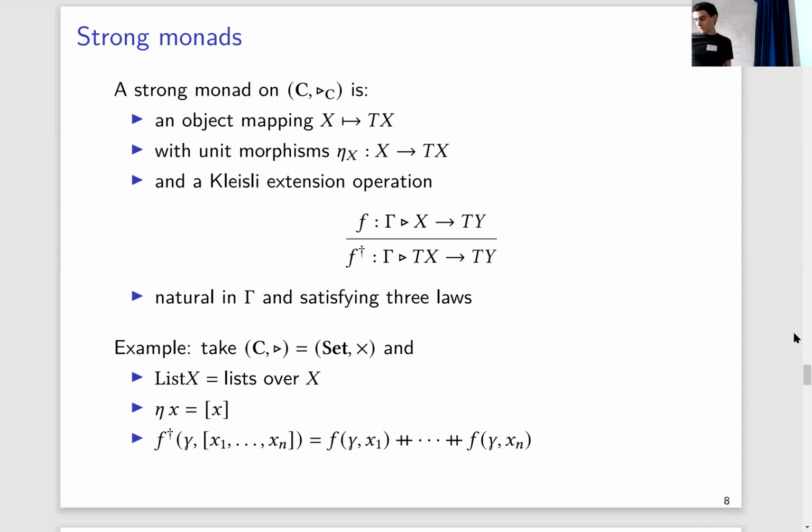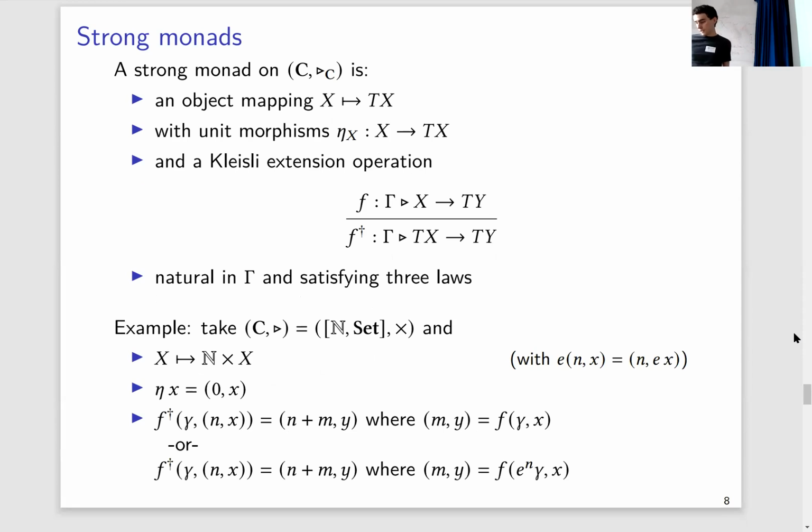Okay. And then we can also extend this case where we take products of natural numbers to two strong monads on this category N-Set. Both of them are pretty similar, and if you've seen a writer monad, then these are both writer monads. The difference is that either we don't do anything to gamma, or we apply E a bunch of times to gamma. Both of these are perfectly good strong monads. So again, strengths are not unique, even for monads.